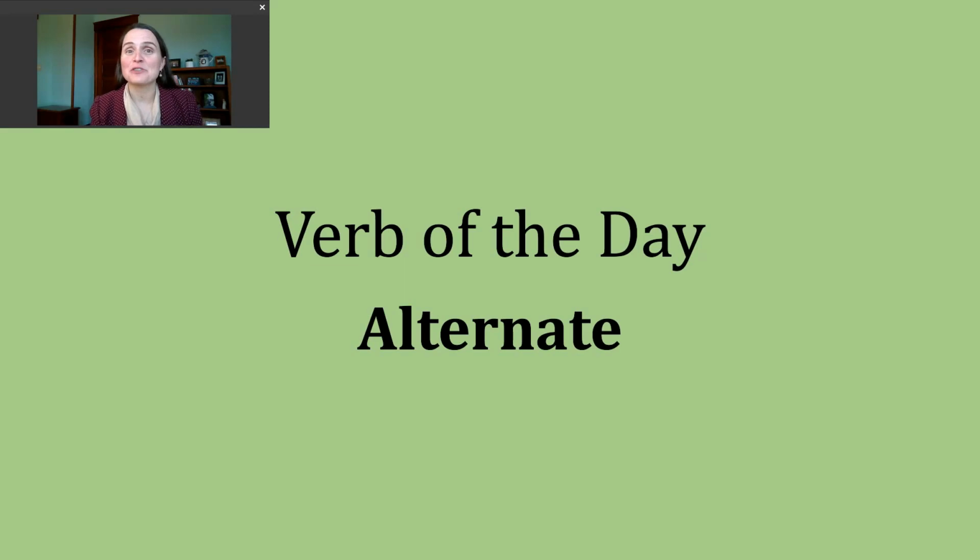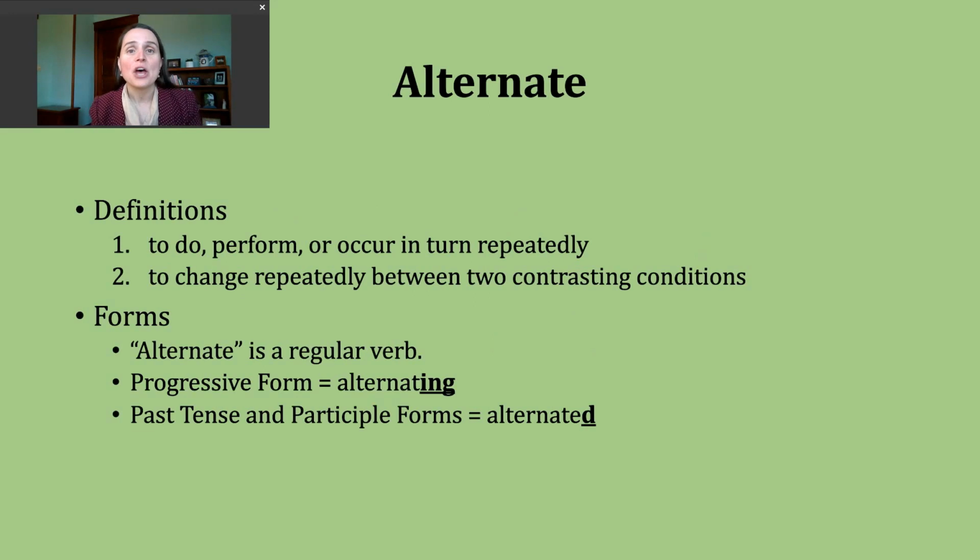It's time for another verb of the day. Today's verb is alternate. Let's take a moment and look at some of the definitions or the ways that we use this verb. The first way you might hear alternate used is to mean to do something or perform something or for something to occur in turn repeatedly. You might think of that idea of back and forth, back and forth.